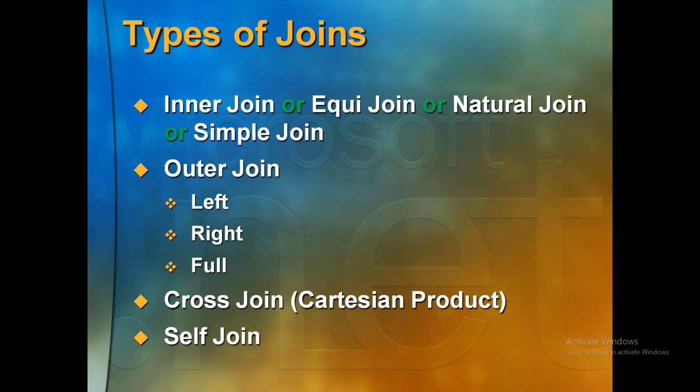Types of joins in SQL. Not only in SQL Server, Oracle, MySQL, Teradata, Netezza, any SQL software you're talking about. These are the joins we have: inner join, or equi join, or natural join, or simple join. We can have outer joins. In outer, we have left, right, and full. Then cross join, Cartesian product, and self join.